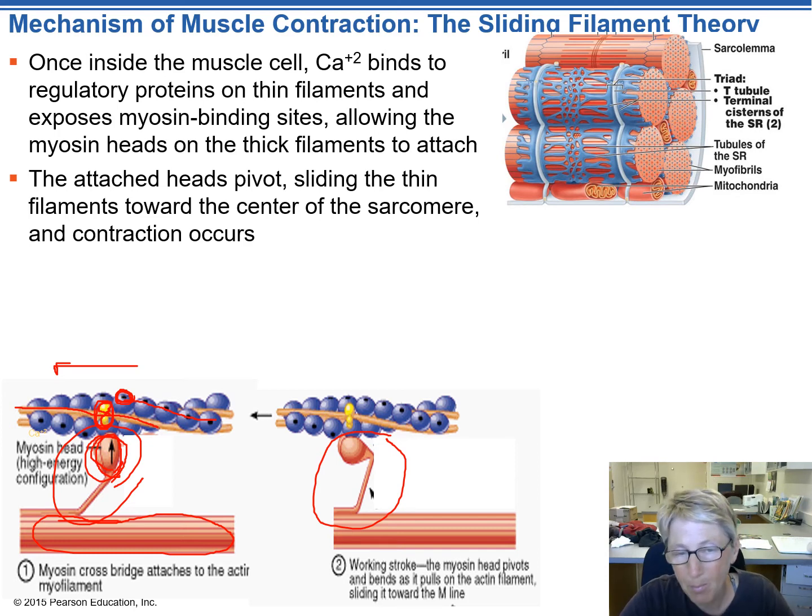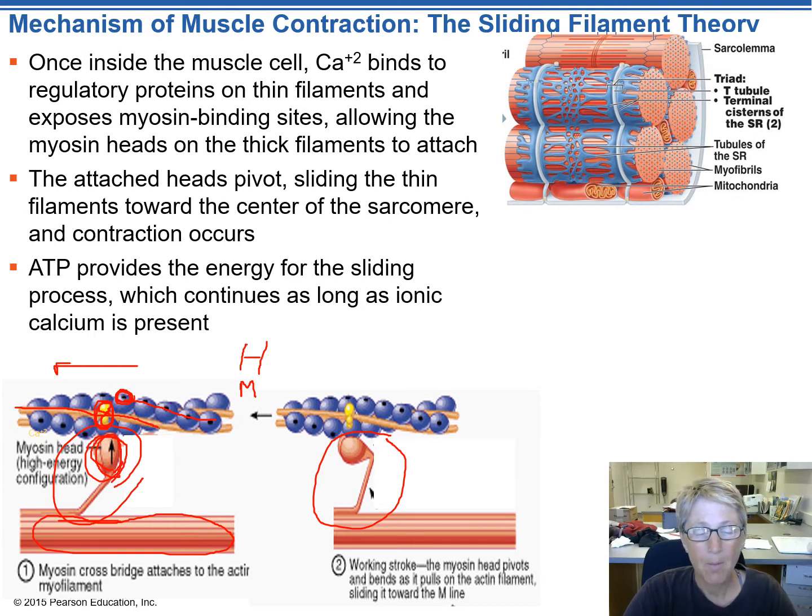line. I don't know if you remember when we talked about sarcomeres in a previous video, but there's an H zone, and in the middle of the H zone there's an M line, and the actin filaments slide toward the M line, making the sarcomere shorter. That's why they call it the sliding filament.